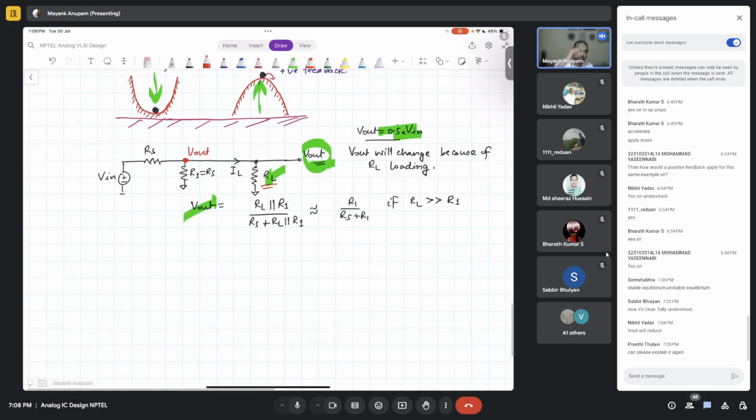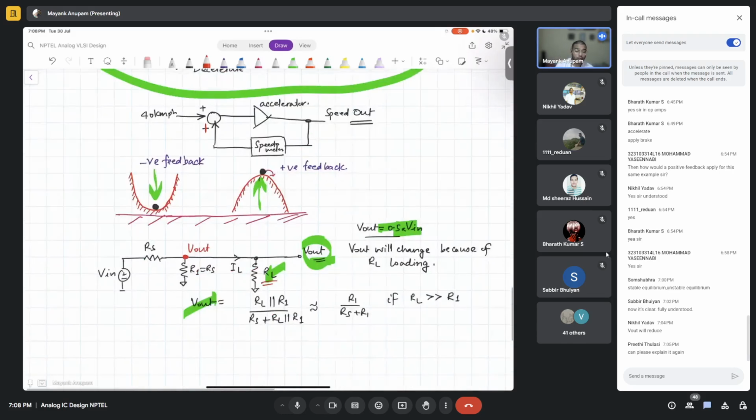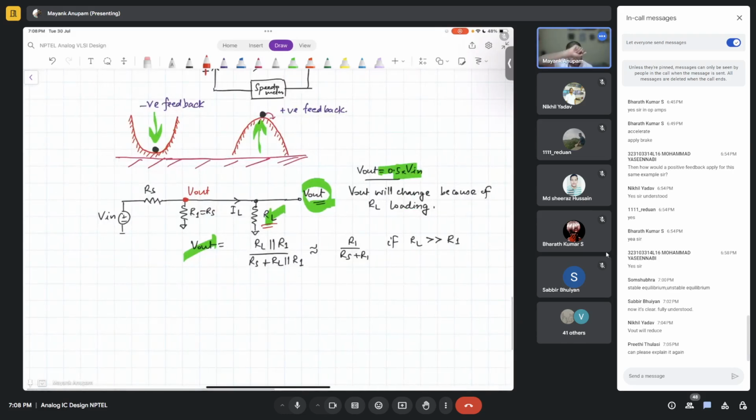So it's the same kind of question that we had here. You want to achieve a constant speed of 40 km per hour, no matter what happens on the road. The road can be sloped upwards, it can be sloped downwards. You do not care about that. You always want a speed of 40 km per hour. Same is the condition here. Doesn't matter what the load is, it can be very large, it can be very small. You always want a constant voltage here. So you understand where I am going with this?